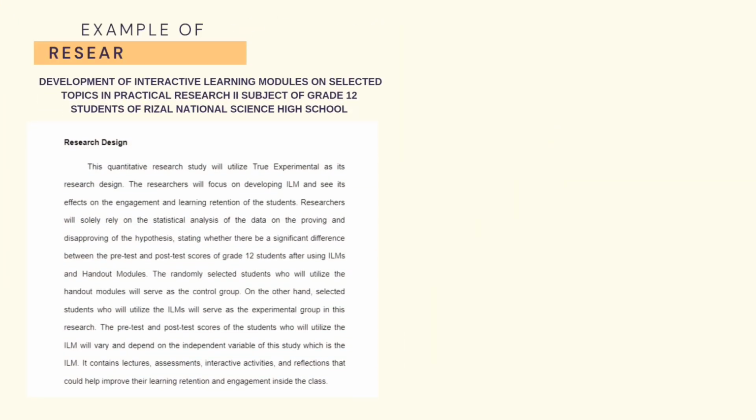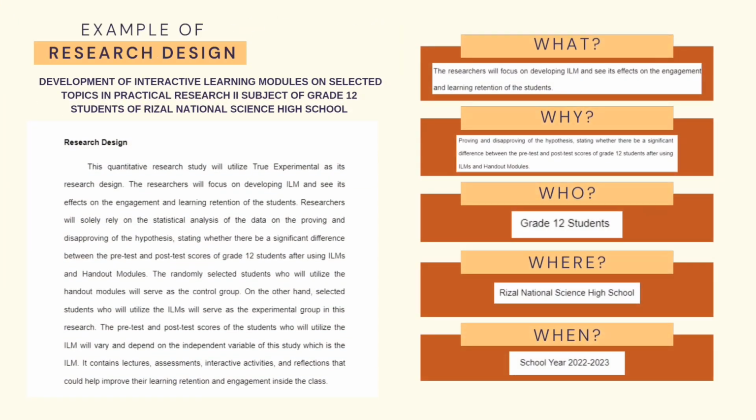Here's an example of a research design. You might want to go back to your research scope and limitation to further understand what are the variables you want to identify. You can pause here to read.